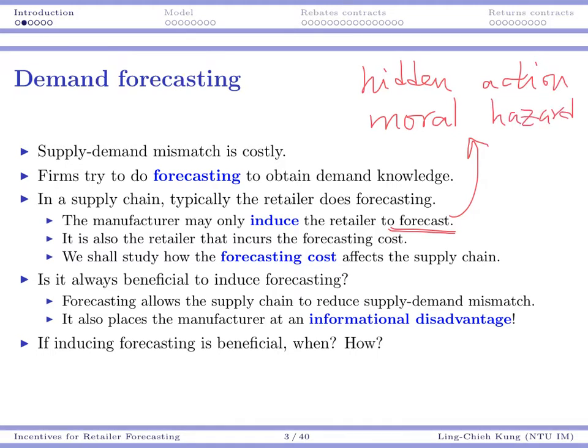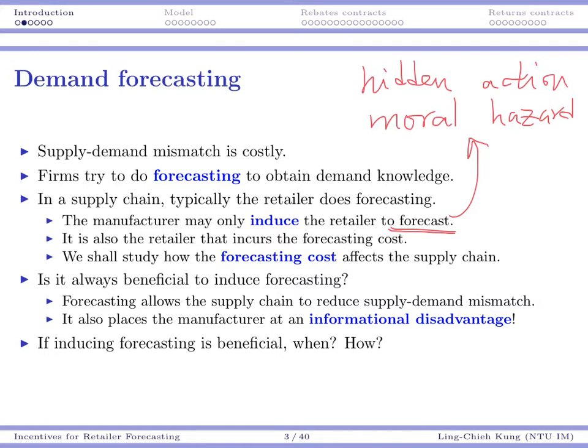The manufacturer may or may not observe whether the retailer does the forecasting or not. But in any case, this is non-contractable. So the retailer can treat this simply as a hidden action, and then the manufacturer somehow needs to provide incentives for retailers to do this or do that. We will study how the forecasting cost affects the supply chain.